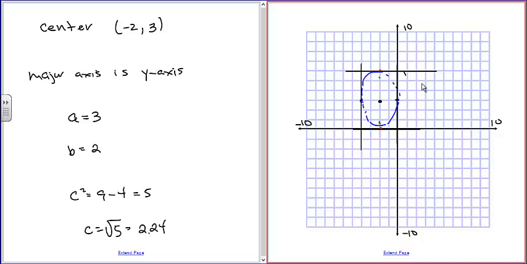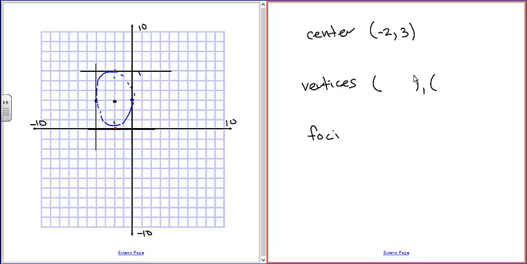Like that. And let's do everything here. So center, that's -2, 3. We've got the vertices and the foci. There's 2 of each. And again, because the major axis is the y-axis, everything has the same x value, which is -2. So -2, -2, -2, -2.